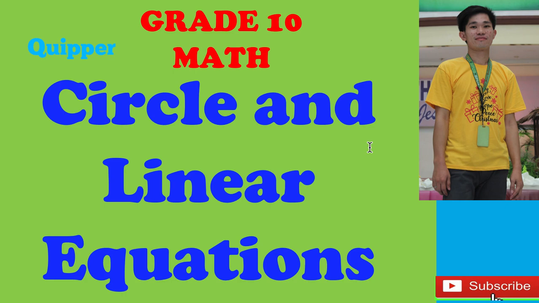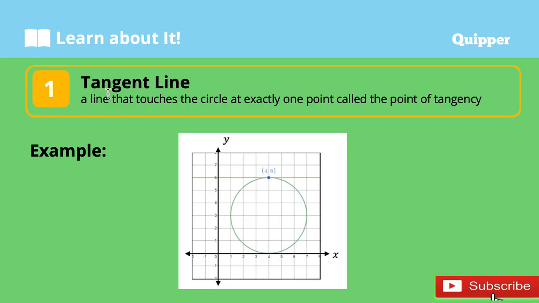In today's video, you will learn the circle and the linear equations. Let's start. Let's learn first what are tangent lines and secant lines. A tangent line is a line that touches the circle at exactly one point. And this point of intersection is what we call the point of tangency.